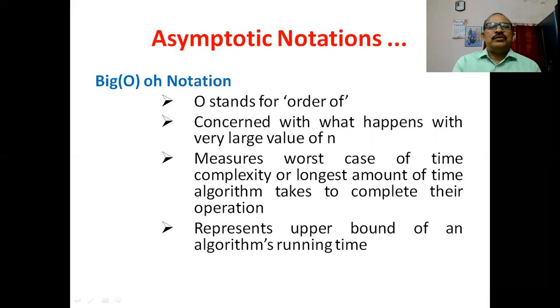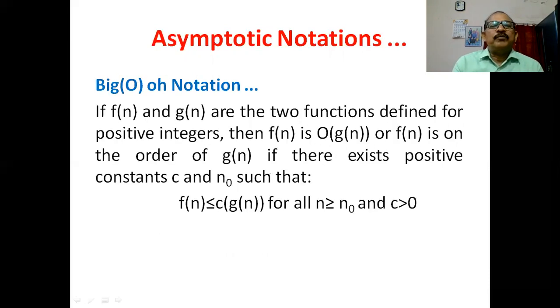Big O notation. Here O stands for order of the algorithm. It is concerned with what happens with very large values of n, that is the input to the algorithm. It measures the worst case of time complexity, or the longest amount of time the algorithm takes to complete its operation. It represents the upper bound of an algorithm's running time.